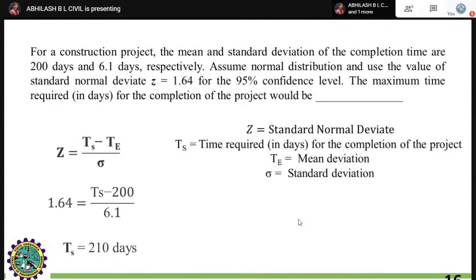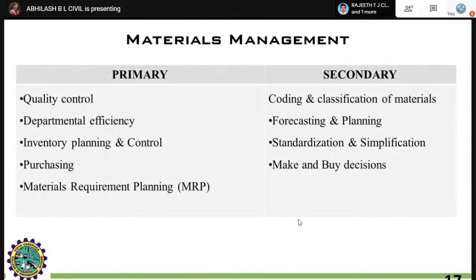This is how the particular calculation of maximum time required for the completion of a project should be calculated, where you can get multiple choice questions, or else fill in the blanks. The answer is 210 days.